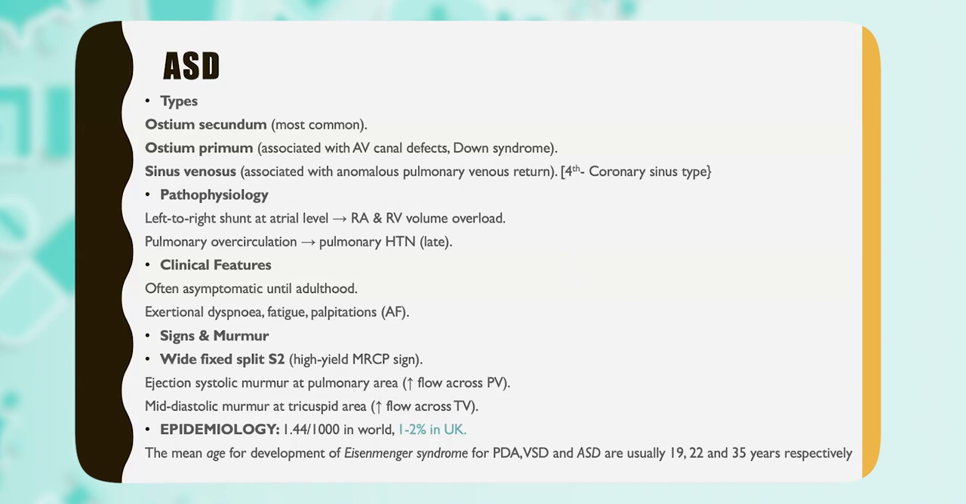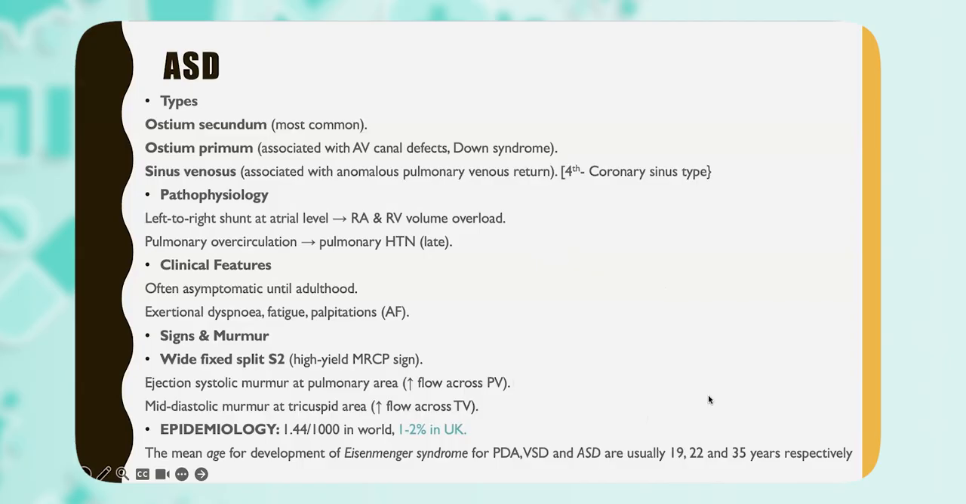So reversal of the shunt occurs in PDA, VSD, ASD at different ages. These are the mean ages. Around 19 years in PDA, around 22 years in VSD, and around 35 years in ASD. See, these values will differ with different studies, but what I want you to know is that PDA happens first because PDA is a direct connection from aorta to pulmonary artery. So we are pouring a lot of blood directly into the pulmonary circulation. So pulmonary hypertension develops much faster.